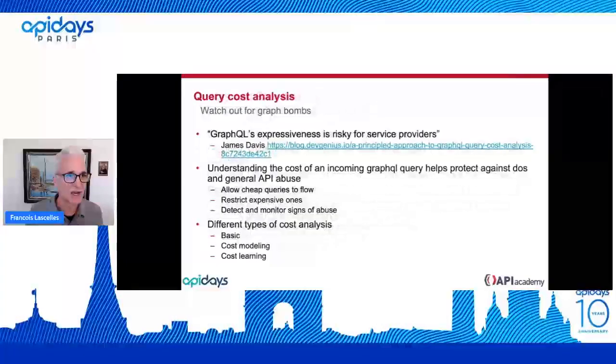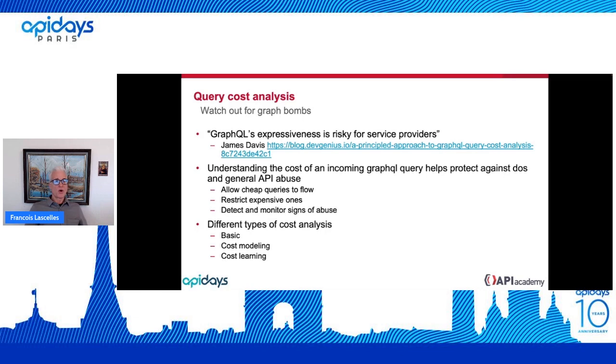So let's look at different ways of doing cost analysis, right? So watch out for GraphQL bombs. This is a quote from James Davis, who wrote a really good article on how to approach query cost analysis for GraphQL. James says, GraphQL's expressiveness is risky for service providers. It is very risky because you put so much control into the hands of the client-side developer and potentially the hacker, of course.